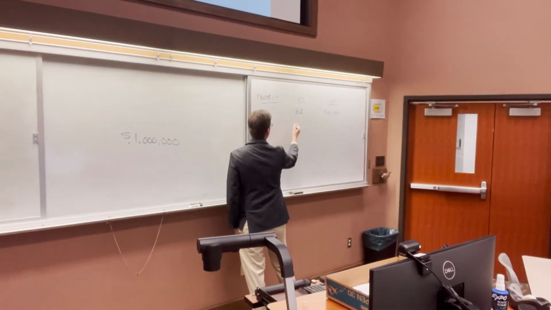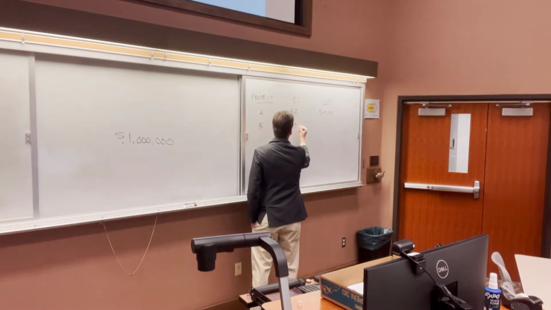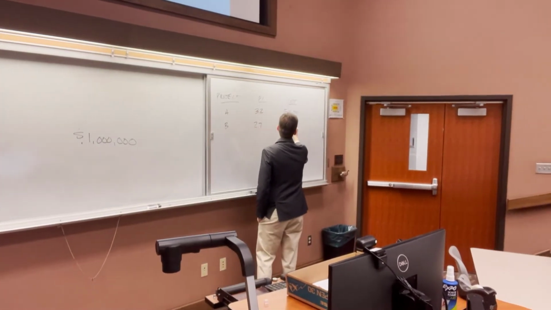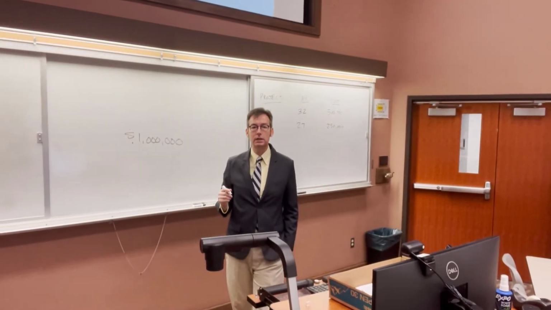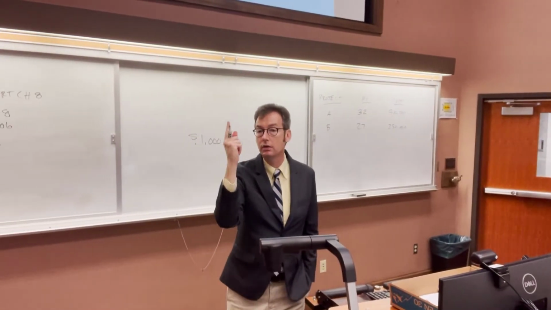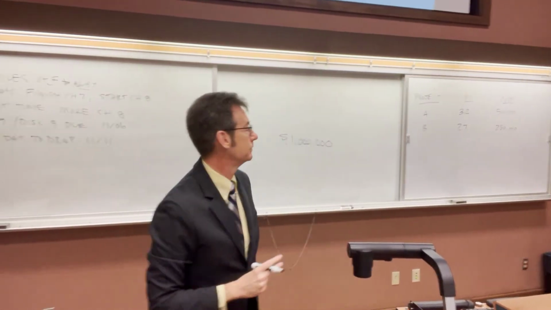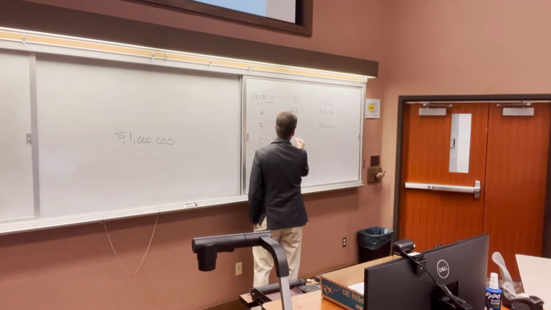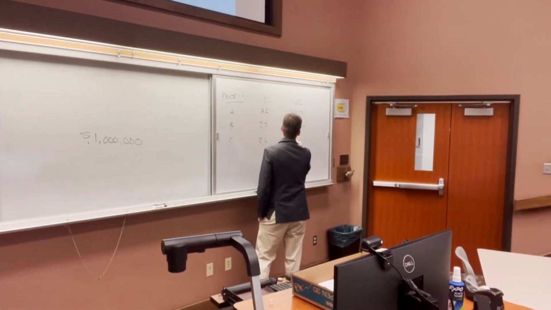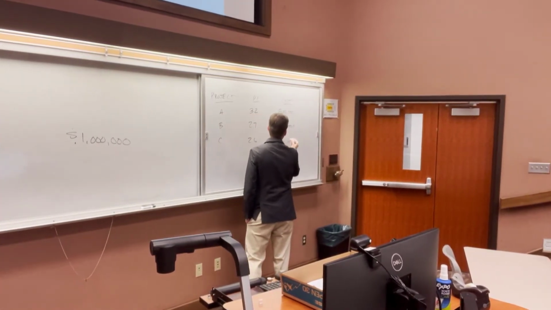Project B has a PI of 2.7 and costs us $250,000 to invest in. Should we accept Project B? Absolutely, because PI is greater than 1 and we have the money. Project C, almost as good, PI of 2.6, costs us $300,000.